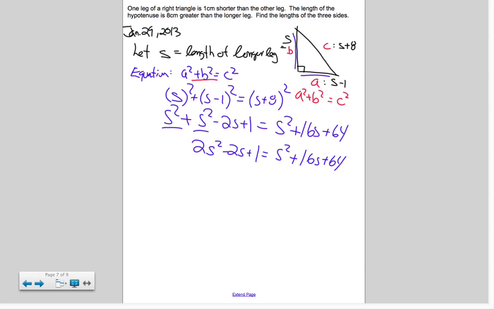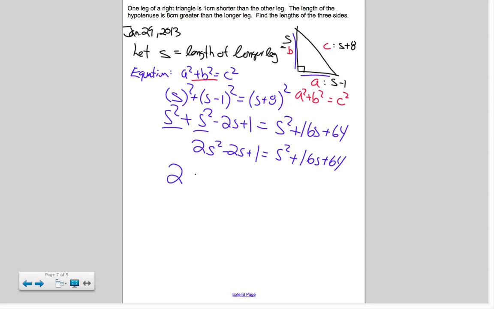You can move all the s's to one side of the equation. Yes, Marcus? You can move all the s's to one side. So what's the purpose of moving all the s's to one side? So you can have all the s's on the other side. Okay. So what we want to do? We want to move the s squared over?